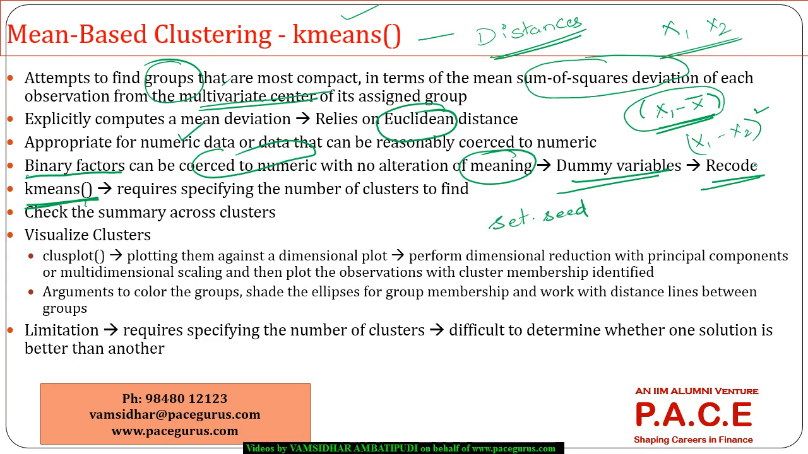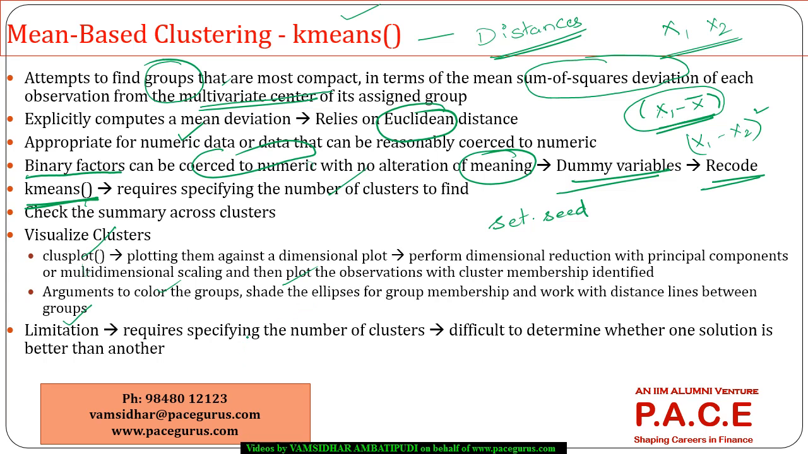So I can visualize the clusters, right? We have checked the summary across the clusters. I have visualized the clusters using the cluster plot. And probably I can set the arguments like color, shades, etc., so that I can see the clear-cut differentiation between the clusters. But now here the point is there is a limitation when I am using this k-means clustering.